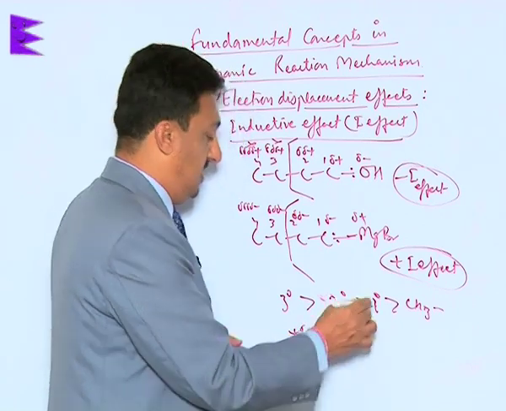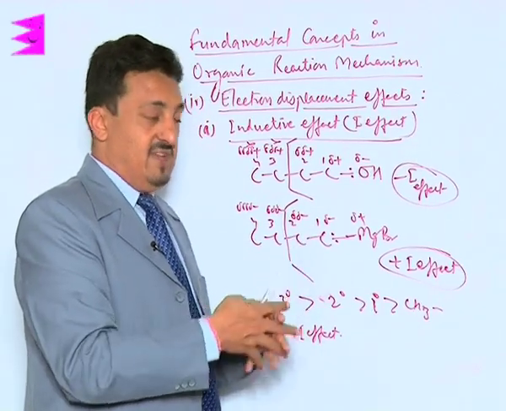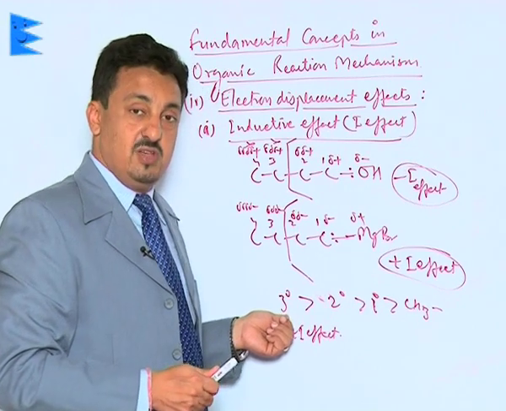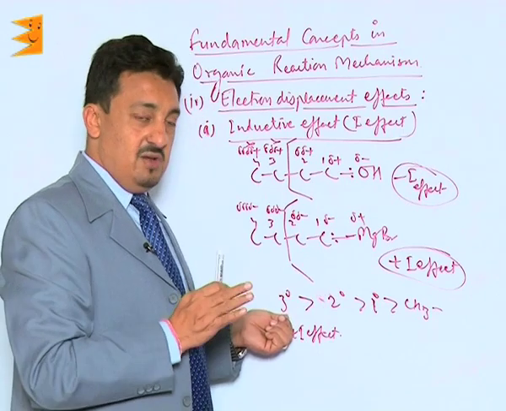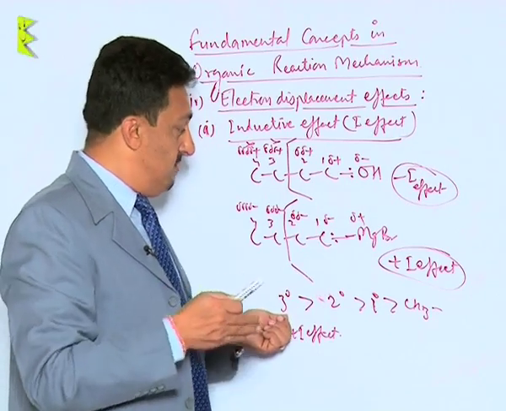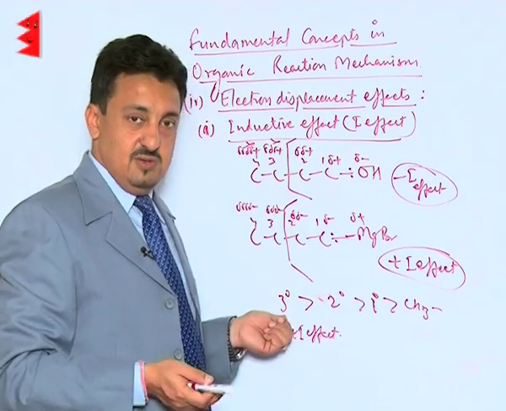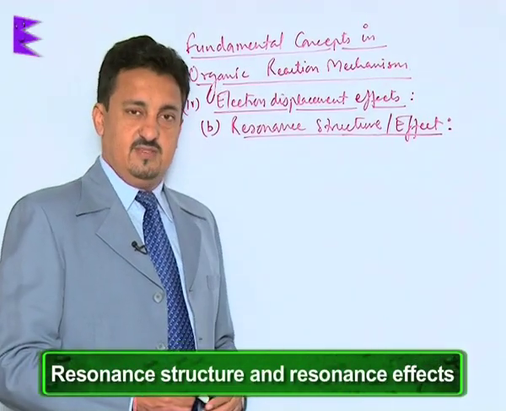Plus I effect of the alkyl chains, because tertiary will be having inductive effect from 3 sides. Definitely this makes the tertiary one have the strongest plus I effect. The actual reason of this plus I effect of the alkyl chains lies in hyperconjugation, which we'll be doing later on. Now let us see the resonance structures and resonance effect.